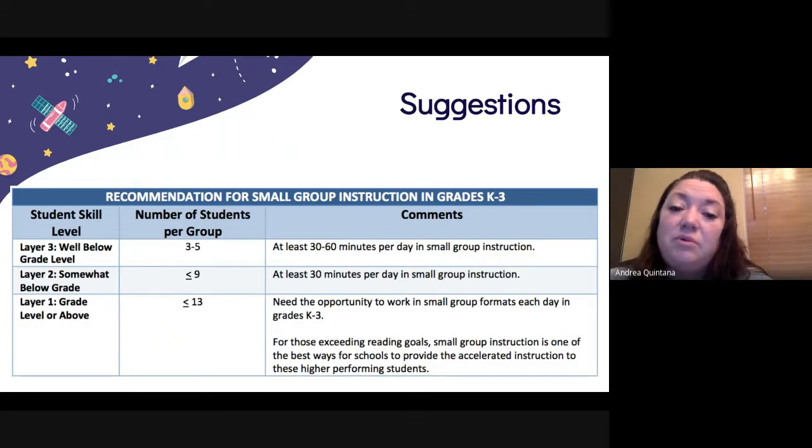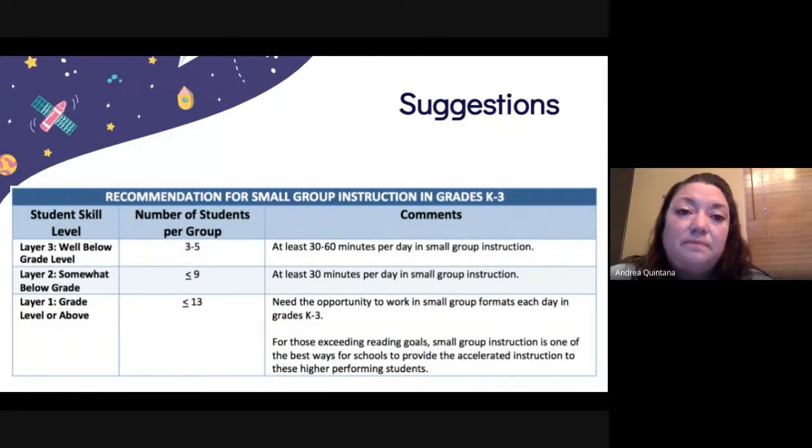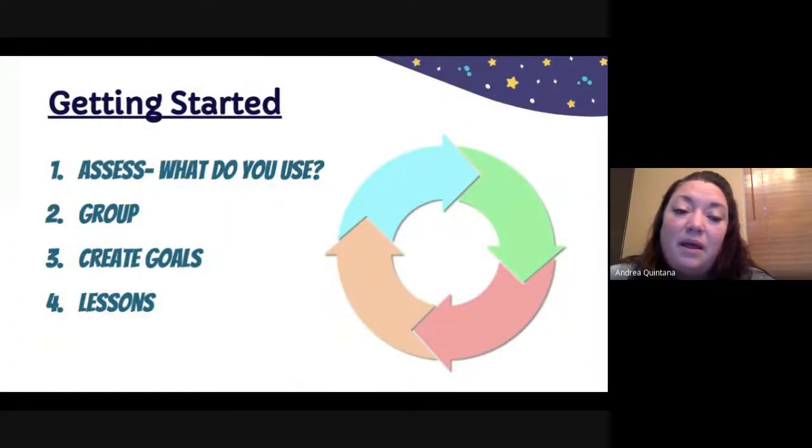And then layer 3, these are students that are well below our grade level, that you should only have 3 to 5 students in these small groups, and this should last 30 to 60 minutes per day in this small group. So these are just recommendations off of the PED MLSS website. That link is also in the notes for you here, so that you can start to see, again, we talked about different times throughout the day where students are in different sizes of groups and possibly even lasting different times. And so these are just some of the suggestions that come from that website.